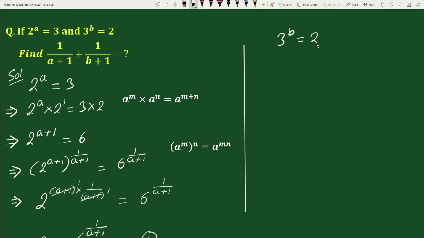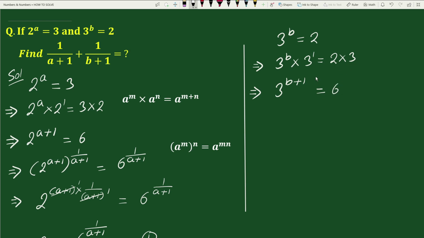Multiplying both sides by 3, we get 3 to the power b times 3 equals 2 times 3. Here 3 can be written as 3 to the power 1. This equals, again using the exponential rule, a to the power m times a to the power n equals a to the power m plus n. We can write this as 3 to the power b+1 equals 2 times 3, which is 6.